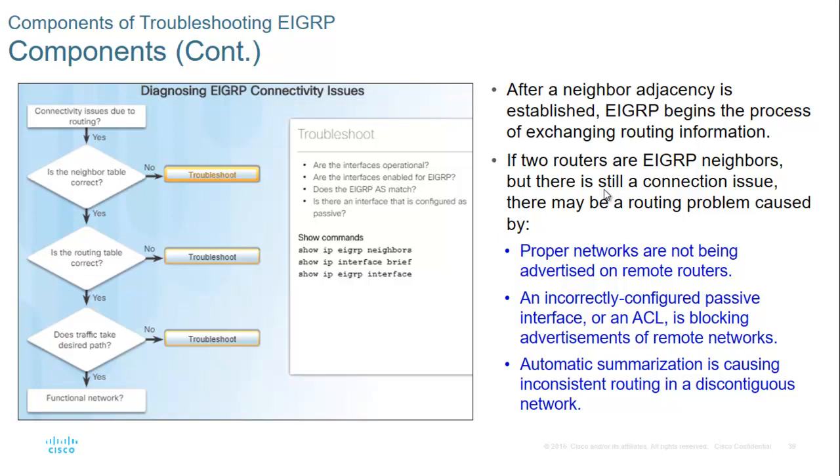After a neighbor adjacency is established, EIGRP begins the process of exchanging routing information. If two routers are EIGRP neighbors, but there is still a connection issue, these may be the cause. One, proper networks are not being advertised on remote routers. Two, an incorrectly configured passive interface or an ACL, or access control list, is blocking advertisement of remote networks. Three, automatic summarization is causing inconsistent routing in a discontiguous network.